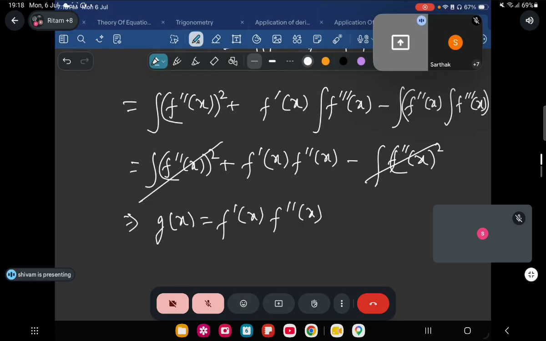Once you have got the function g of x, your task is to find out the number of roots of this function. Actually, this is the integral of g of x.